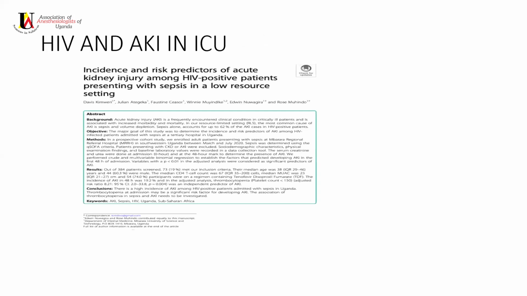So what about HIV and AKI in our setting? In our setting, we have lots of HIV. This is a study that was done in Mbarara by Davis Kimweri, assessing the incidence and predictors of acute kidney injury among HIV positive patients that were admitted with sepsis. We analyzed 73 patients. Of those patients, 19.2% got AKI. But the only independent risk factor he found in all these patients was thrombocytopenia.